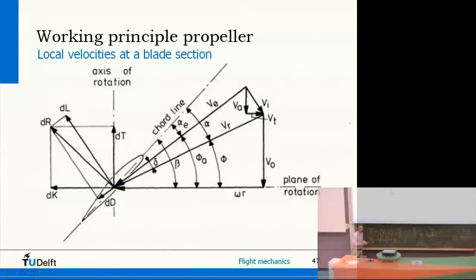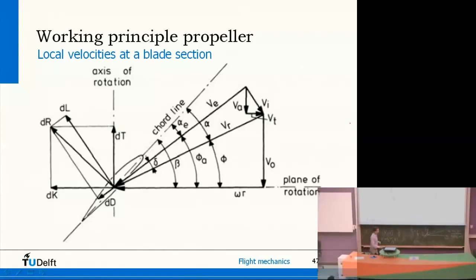So you can imagine that since the forward velocity also affects the angle of attack, then maybe if you fly faster, it would be nice if you could change the pitch or this angle of the blade.